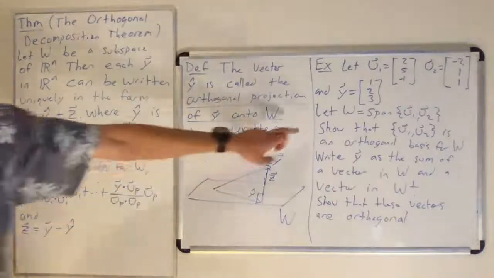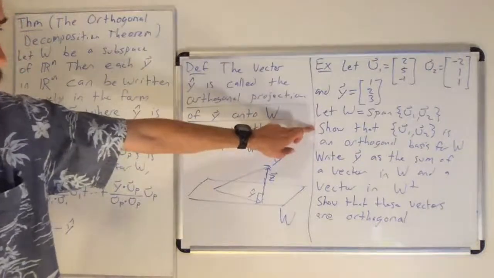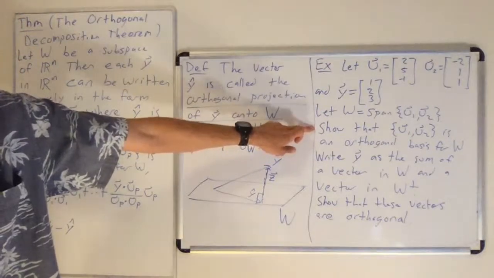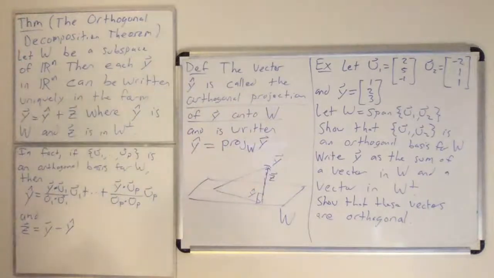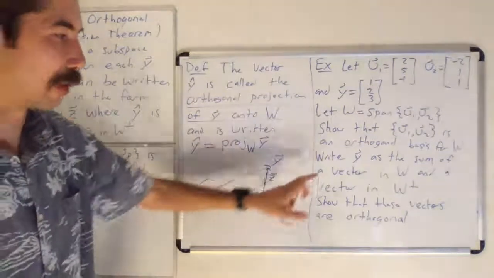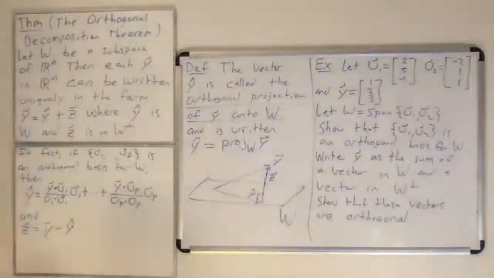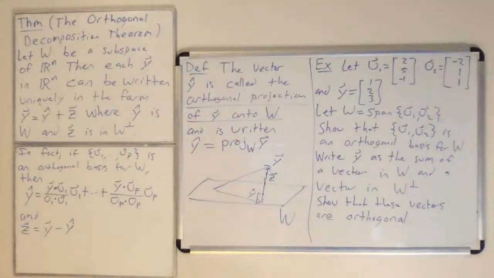Okay, so there's three parts here. We want to first show that we have an orthogonal basis for W. We want to then write y as the sum of a vector in W plus a vector in W perp, and then we're going to check our work.